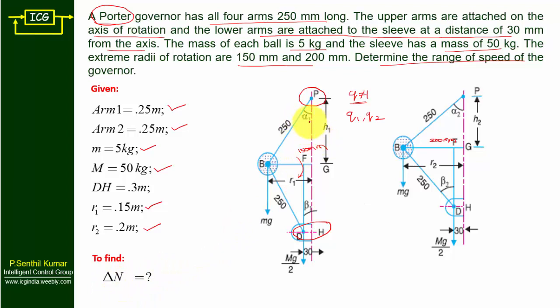Here alpha 1 represents the angle between the upper arm and the axis of rotation. Beta 1 represents the angle between the lower arm and this particular vertical offset. These are the things you have to remember. Now we are going to find q1, q2, h1, h2. From that we are going to find N1, N2, and from that we find delta N, that is the range of speed.